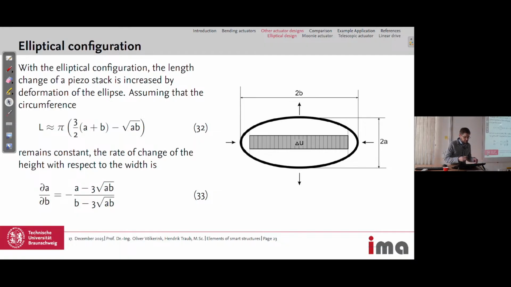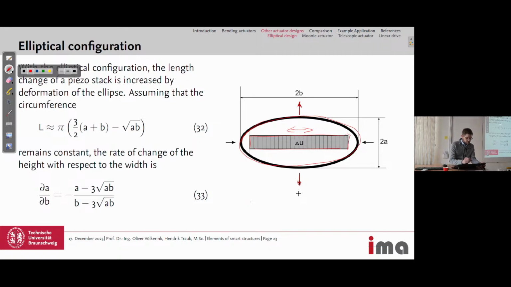One is an elliptical configuration, and for this we have a piezo stack actuator here in the middle, which can extend and contract in this direction, and this would deform this shell, or clamped shell, made of metal around it, and then we get the amplified stroke in this direction.